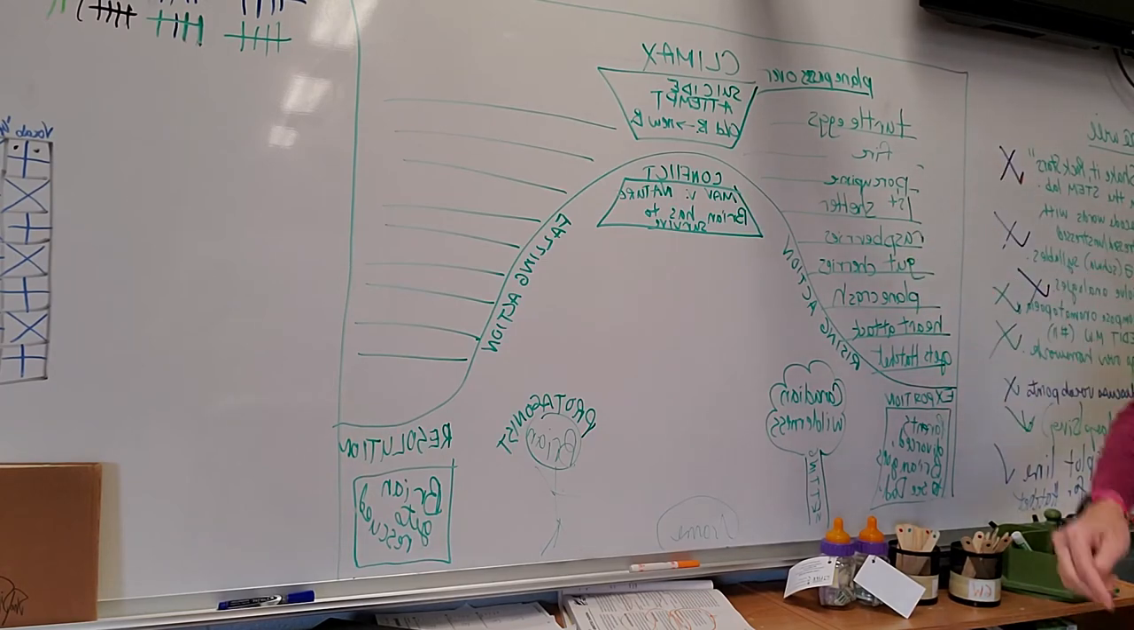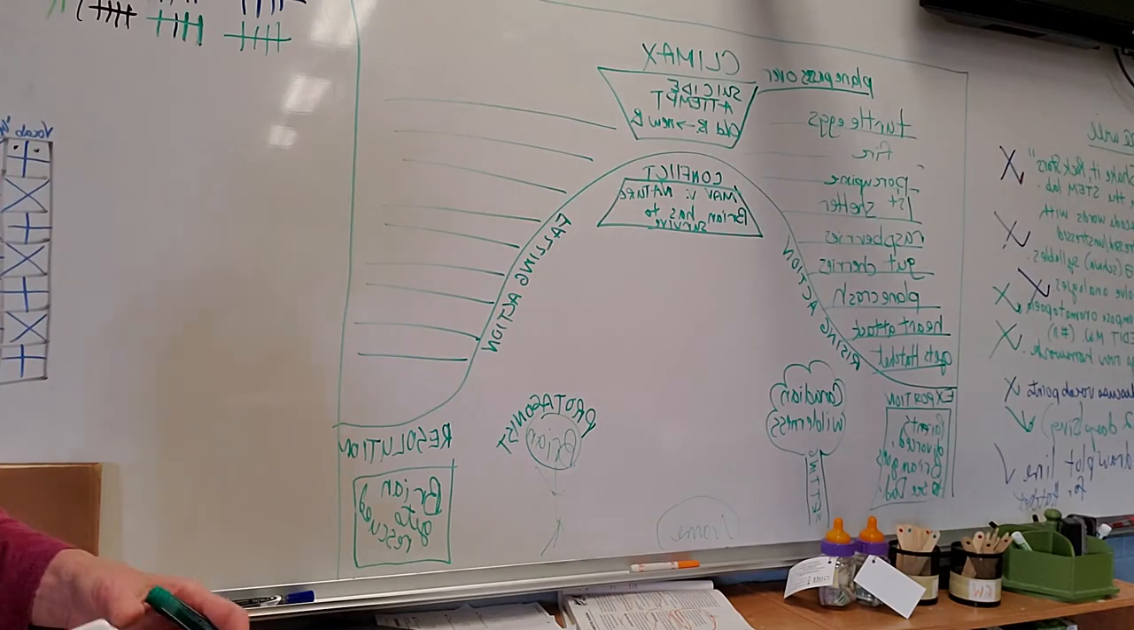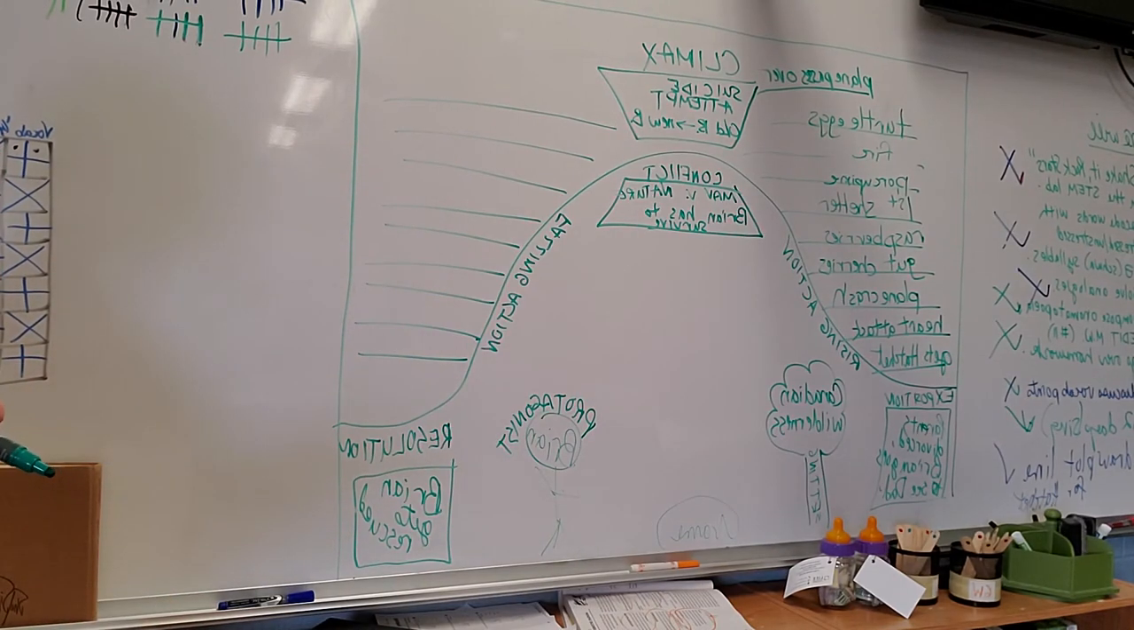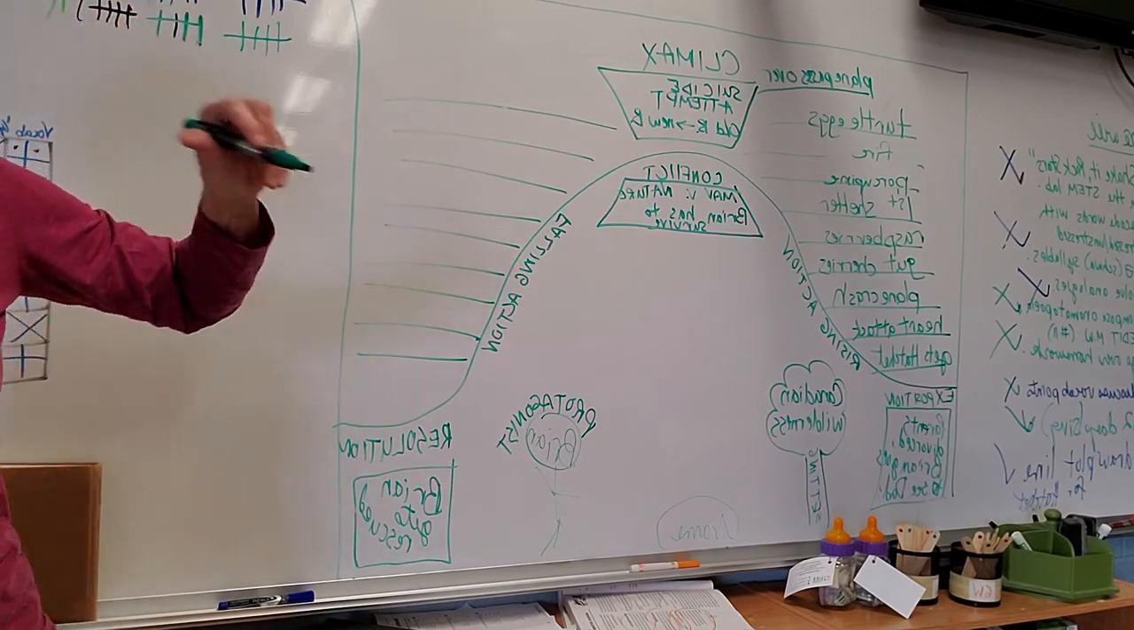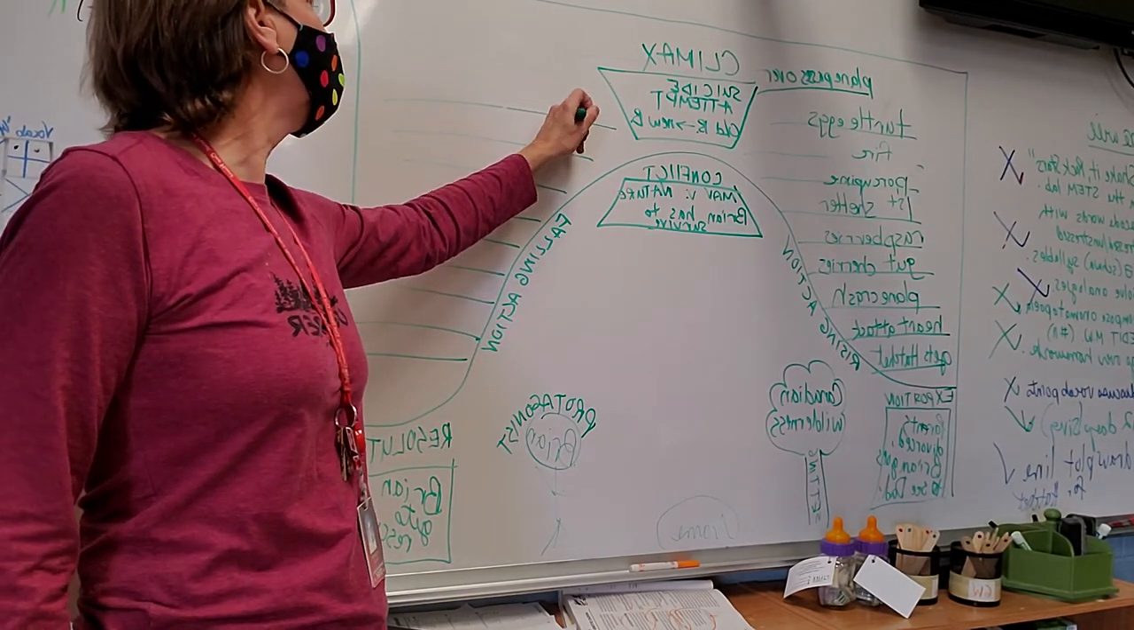Okay, falling action. Oh, that's a lot more lines. So what happened after this? I don't know if I'd put this, but some kids said he saw an animal. What did he see?